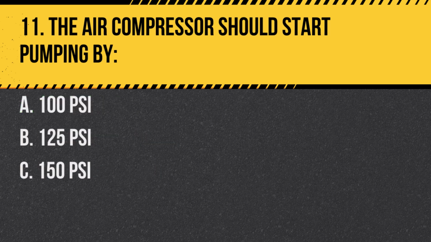Question 11. The air compressor should start pumping by: A. 100 psi. B. 125 psi. C. 150 psi. Answer: B. 125 psi. The compressor should start pumping when tank pressure drops to 125 psi.